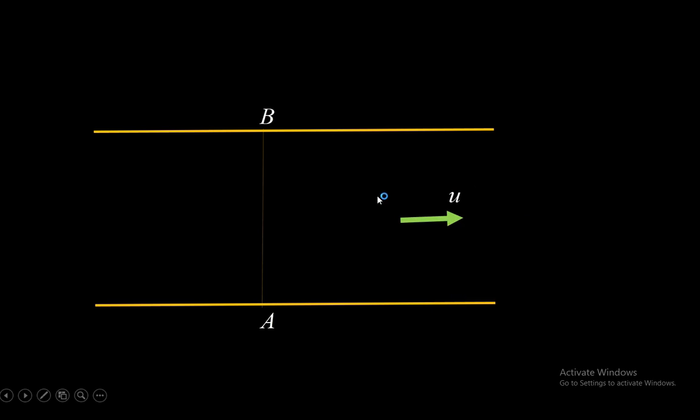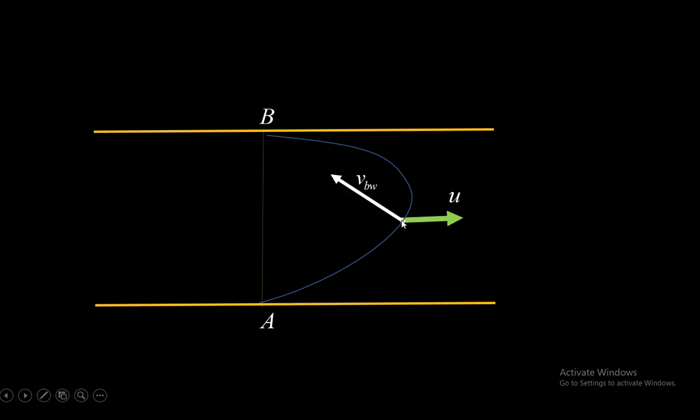The river flows with some velocity. I have taken it as u for convenience. Though in the question it's given as VW, I am taking it as u. Okay. Now this is the path of the boatman, an arbitrary path I've just drawn like this.